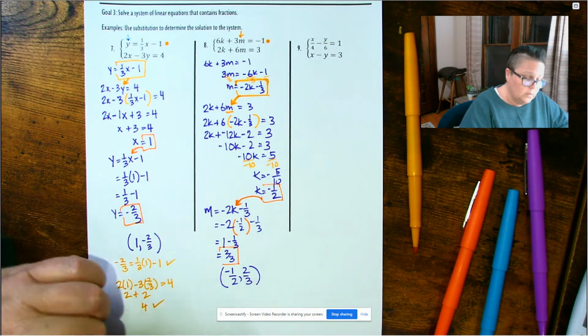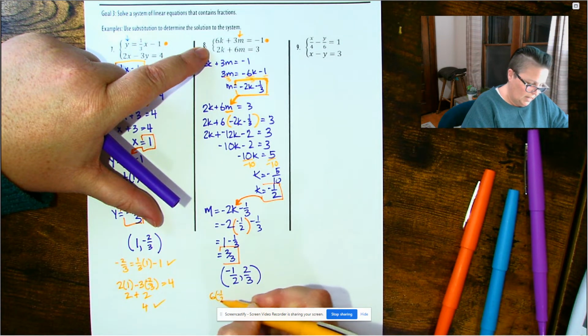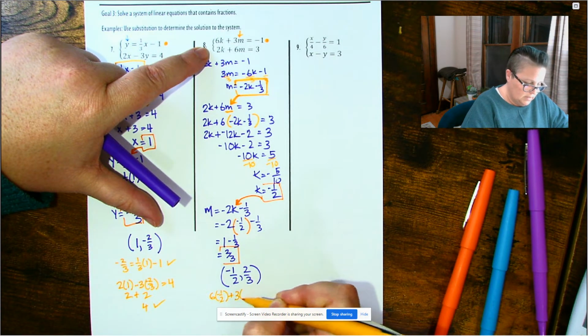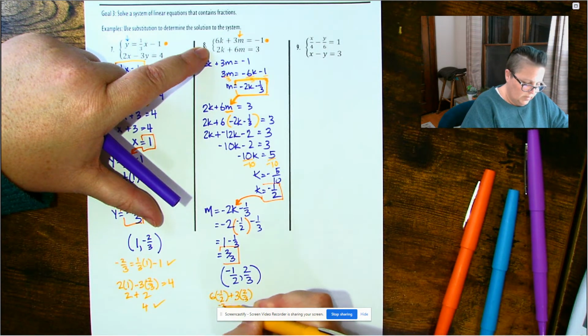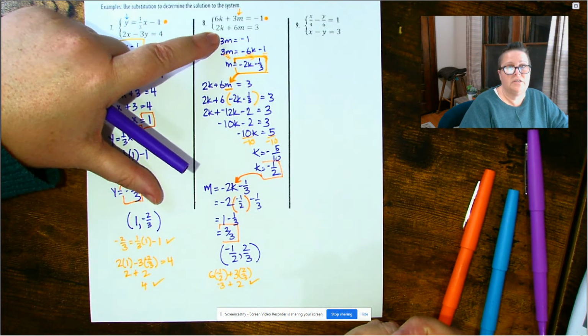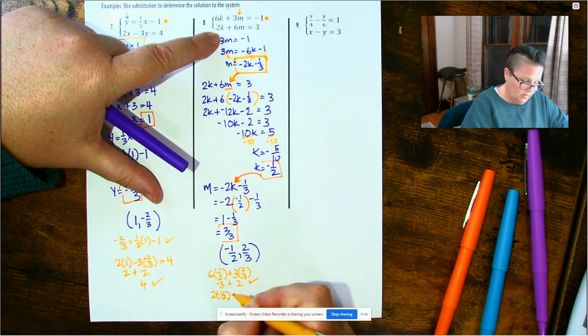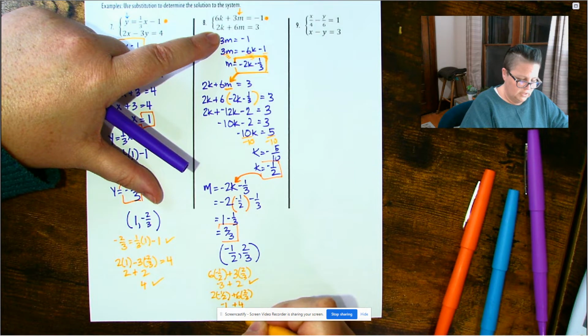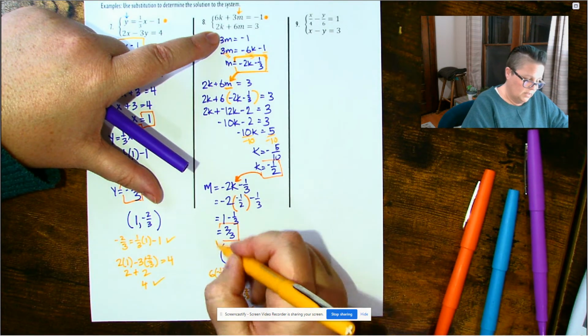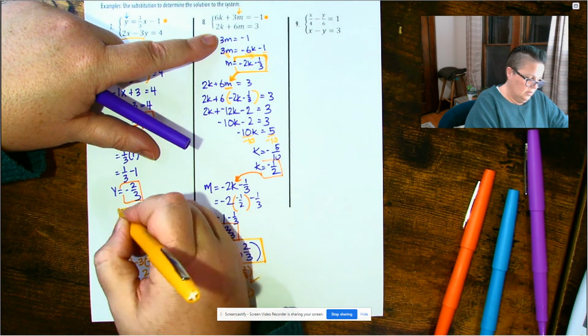If I want to, I can check it. So we've got 6 times a negative 1/2 plus 3 times 2/3. That's going to be a negative 3 plus 2. That's a negative 1. Check with the first equation. In the second equation, I'd have 2 times a negative 1/2 plus 6 times 2/3. That's going to be a negative 1 plus 4, which is indeed a 3. Check. So I do know that this one is a solution. Oh, I never put a box around this guy. So I can box that one.